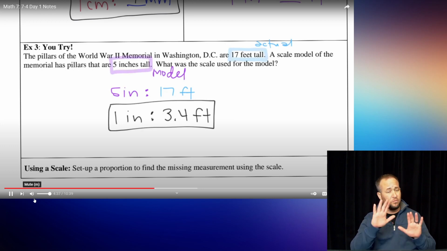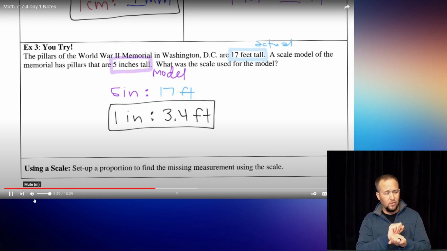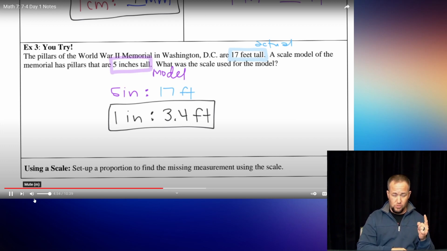Ready to take a look at my work. 5 inches to 17 feet. I went ahead and wrote that as 1 inch is to 3.4 feet. Just so that you are aware, the biggest issue with this are the labels and basically making sure that that model is always listed first. So 1 inch to 3.4 feet.